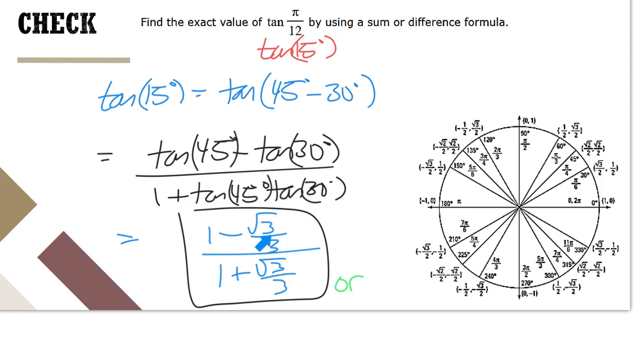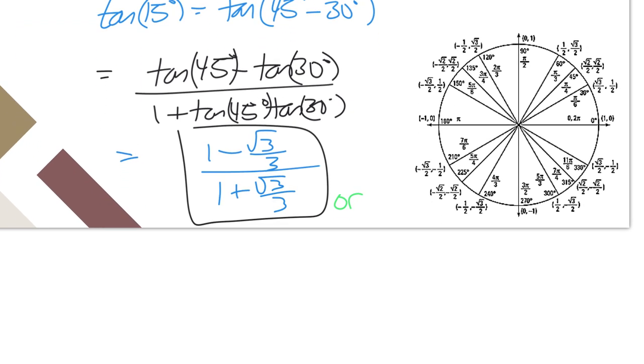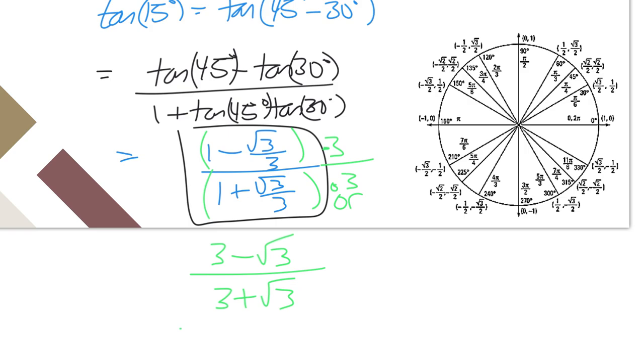We plug those in and we should get 1 minus square root of 3 over 3 and 1 plus square root of 3 over 3. Now, you can actually go further and make it a little bit nicer to get rid of that fraction. So we can multiply all the top by 3 and all the bottom by 3 because this is essentially 1. Then we get 3 minus square root of 3 over 3 plus square root of 3. This is actually a lot nicer, and I prefer this.